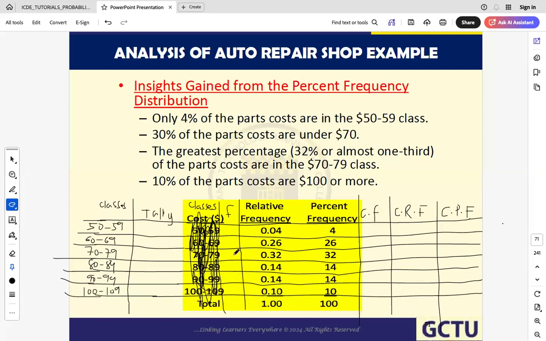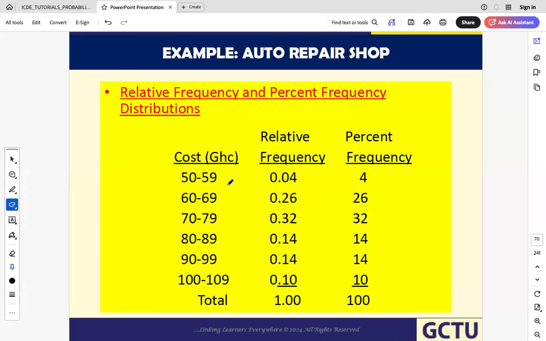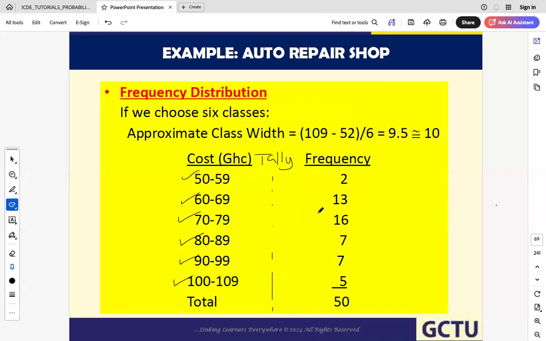Because I've done this one already, let me quickly write the frequencies for you. I know you can do the frequencies by now. The frequencies for these ones are, as you see over there, the first one, 50 to 59. If you tally the numbers, you have 2. The second one, you have 13. The third one, you have 16. The fourth one, you have 7. The fifth one, you have 7. And the last one, you have 5. When you add everything up, you get 50.